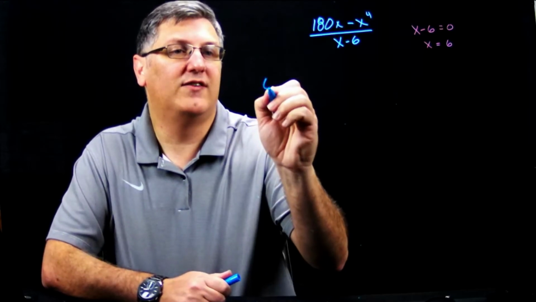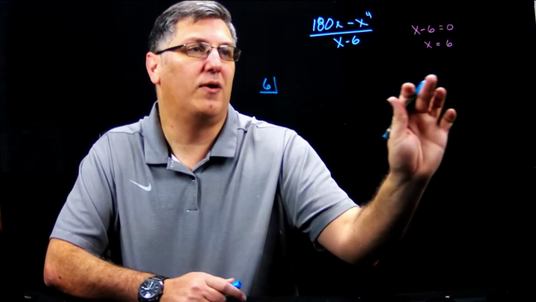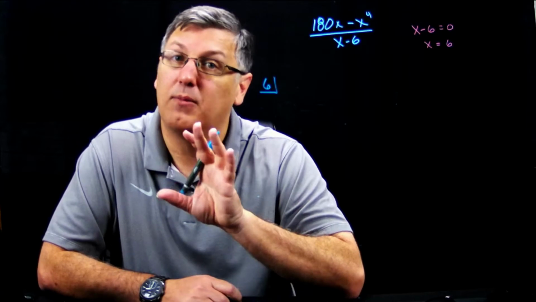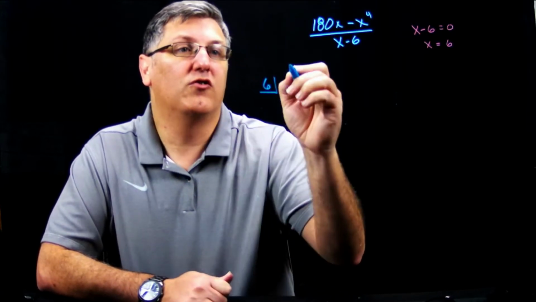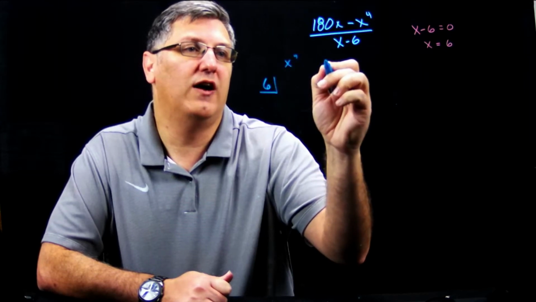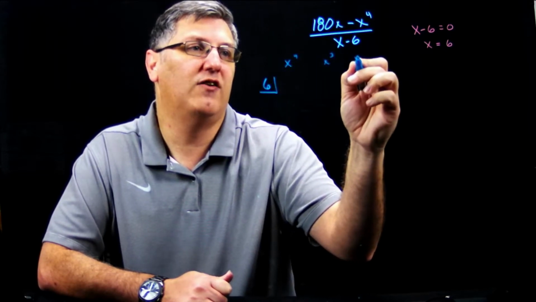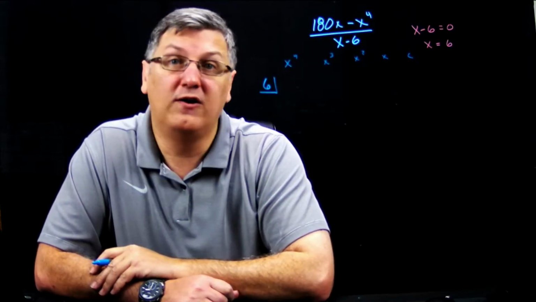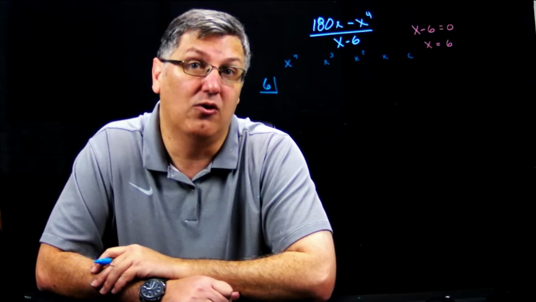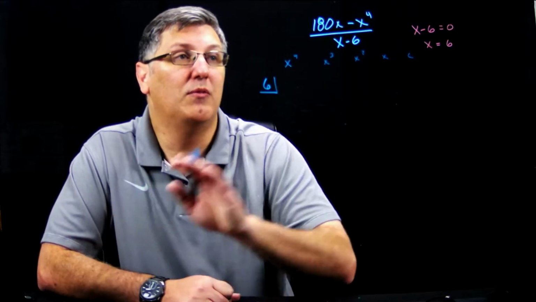So I have my 6, and now I need to put all my coefficients in. But the key is I must have them all accounted for. So I have an x to the fourth, I need to have an x to the third, I need to have an x squared, I need to have an x, and I need to have a constant. If I don't have any of those, I'm going to put a 0 in its place.